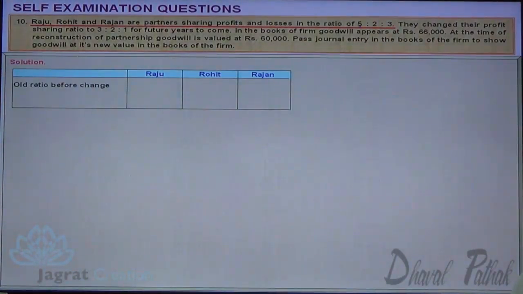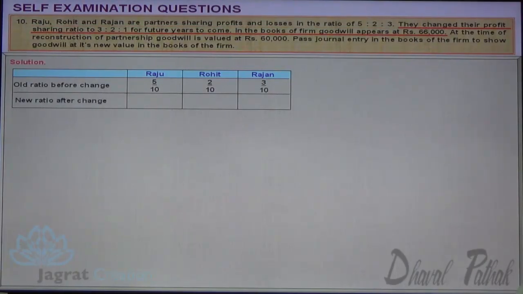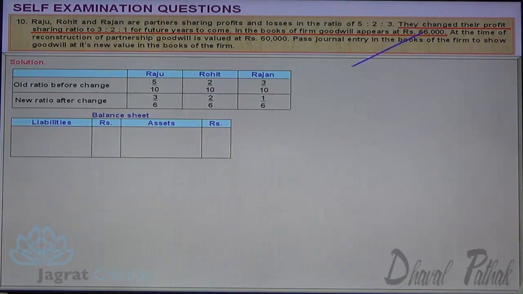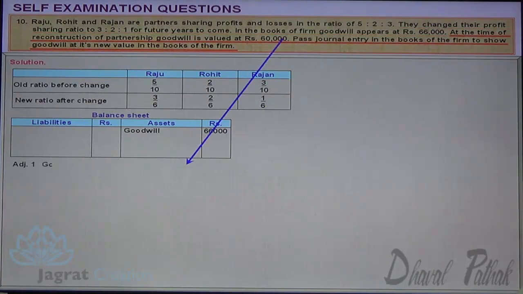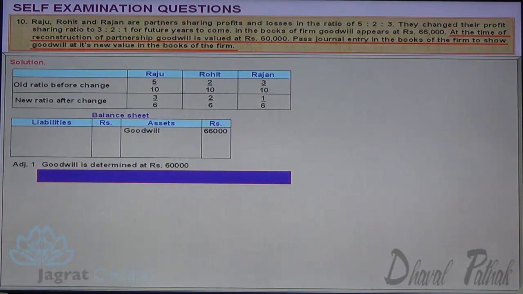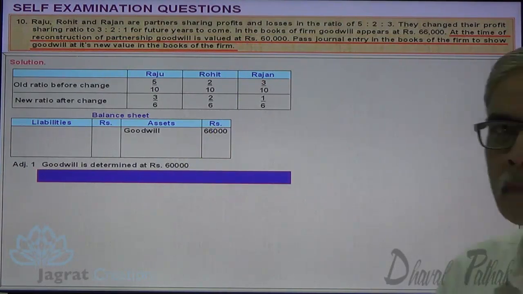So these are the three partners, old profit sharing ratio 5:2:3. So 5 by 10, 2 by 10, 3 by 10 is the share of each partner in profits before reconstruction. New share in profit is 3:2:1. The balance sheet value of goodwill is 66,000. In adjustment, value is given 60,000. There is a decline in value of goodwill.